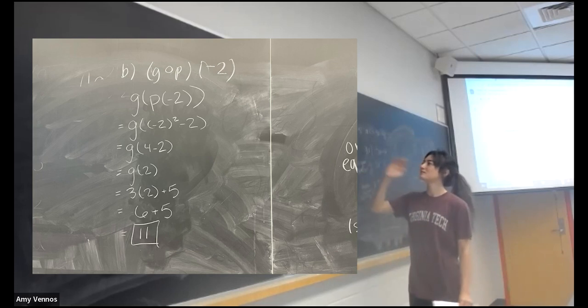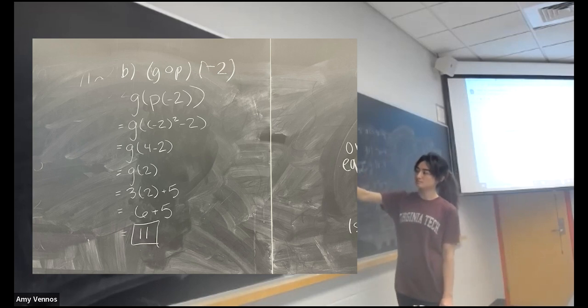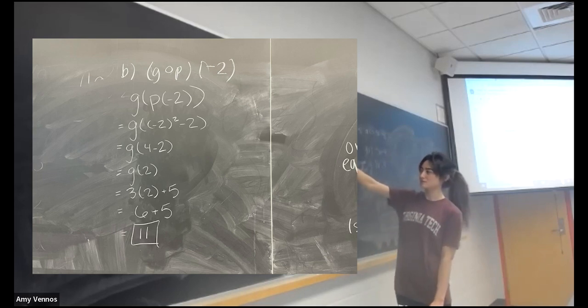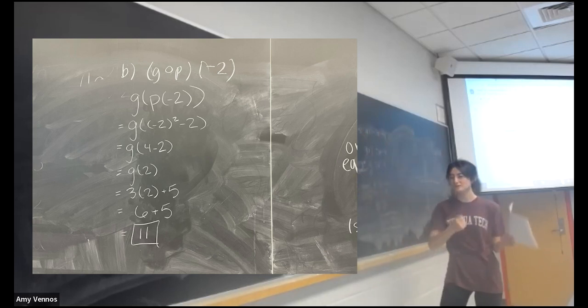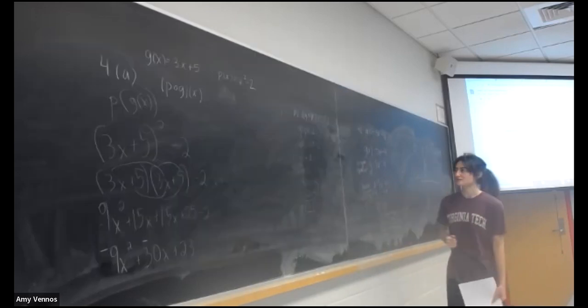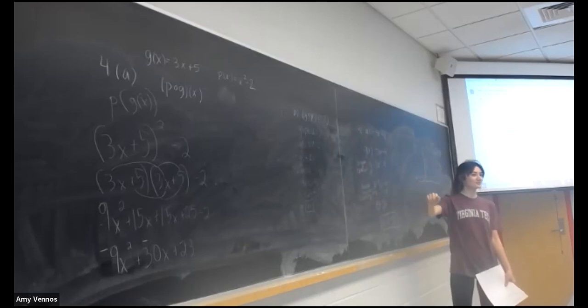Yeah, so I did G of P of 2, and then I plugged in -2 for the P of x equation for x. And then I got G of 2, and then I plugged in 2 for the G of x equation for x and got 11. Awesome, good. I like how you did each step separate, right? You put parentheses around the -2, so when you squared it, it turned into a positive number, and we got 11 as our final answer. Nice job on that one. Any questions on A or B?